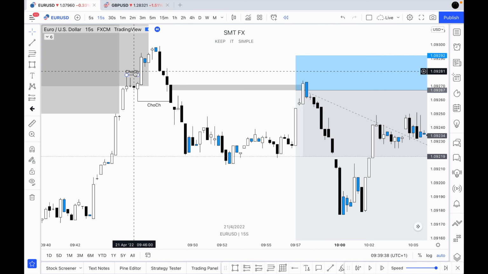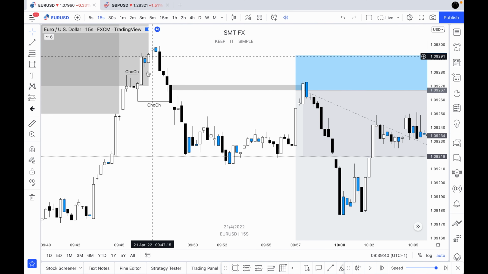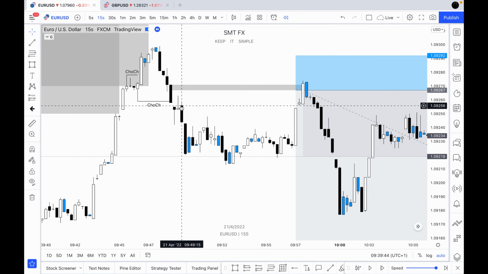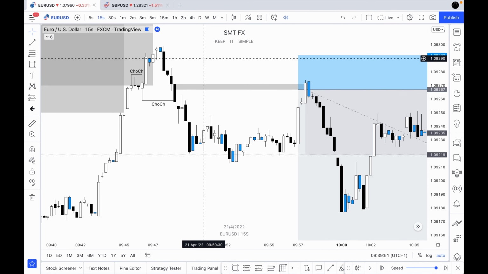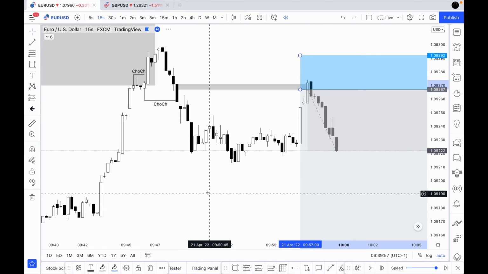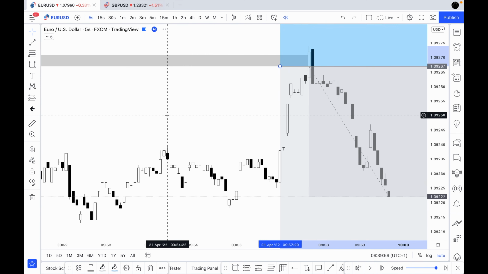Okay, so we've had our first break of structure, we've pushed up, we've created this low here, and then price pushed down, broke this low, and then we're looking for where we could enter the trade. Now this wasn't a 15-second entry, this was actually a 5-second entry. So when we drop down further, let me just bring our bar replay to here.